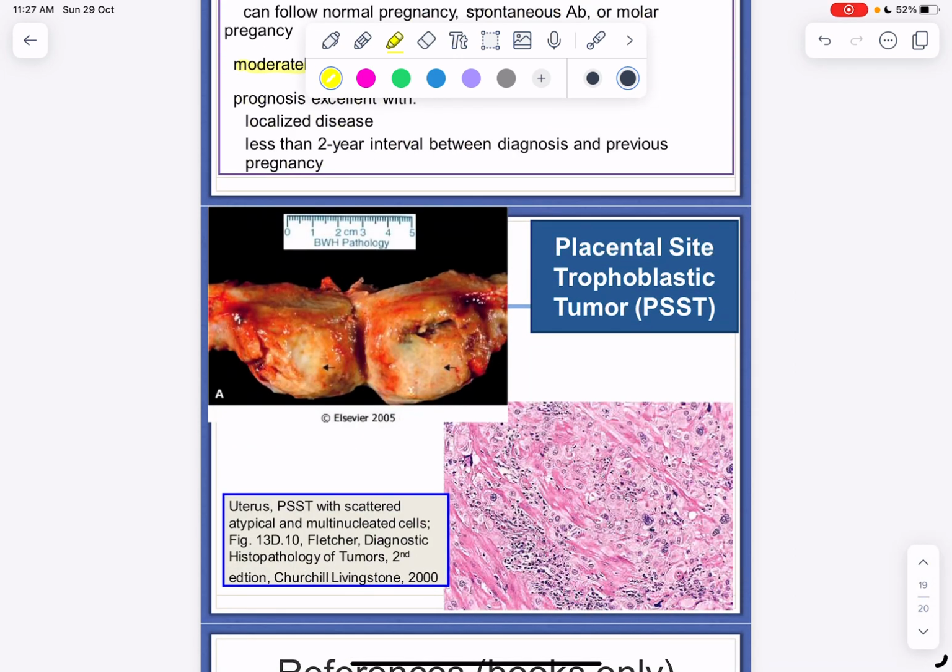This is the placental site trophoblastic tumor. As we see here, this is the uterus, and this is the tumor. And here this is intermediate trophoblast with malignant features, pleomorphism, hyperchromasia, and may form multinucleated cells.